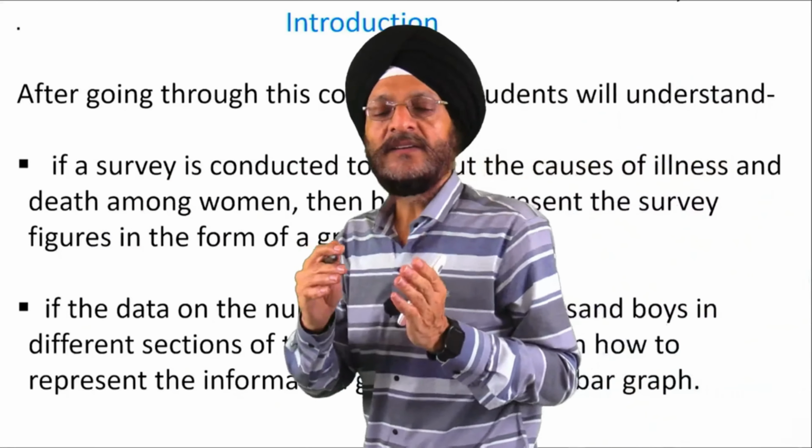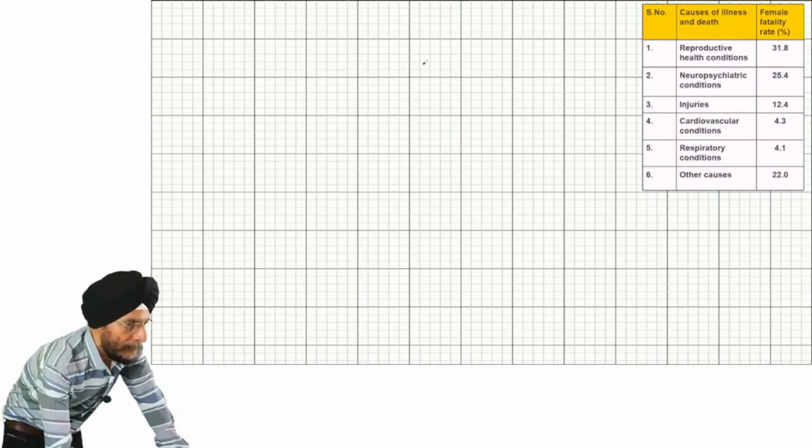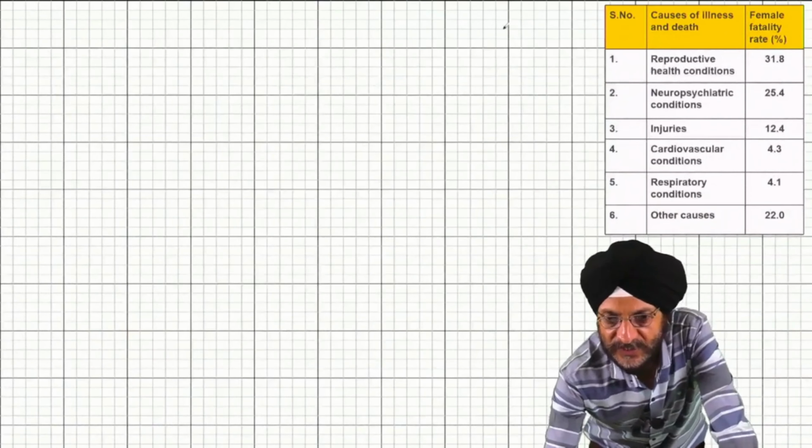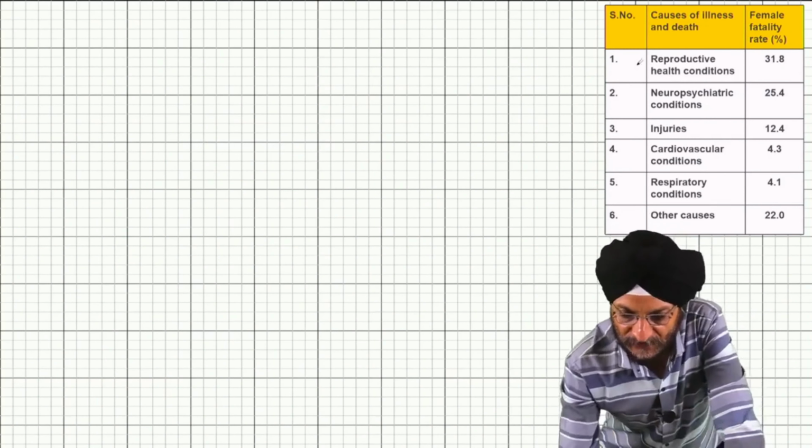That is, the causes of illness and death among the women, and the respective fertility rates are given against each. Now, we are to represent the information given above graphically. It means that by way of a graph, we are to represent all this information. Now, this is the chart, and these are the figures which have been taken from the question. So now we will prepare the information in the form of a graph.